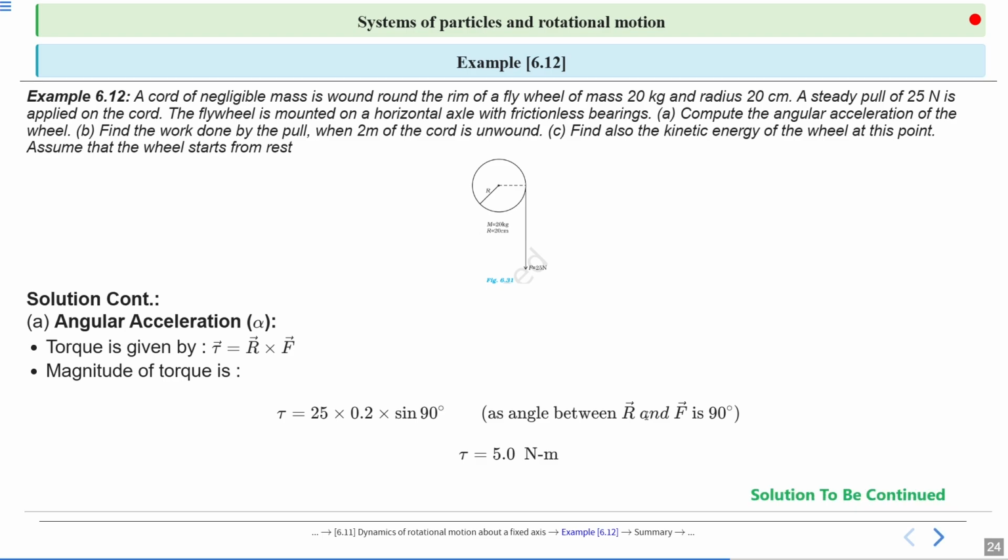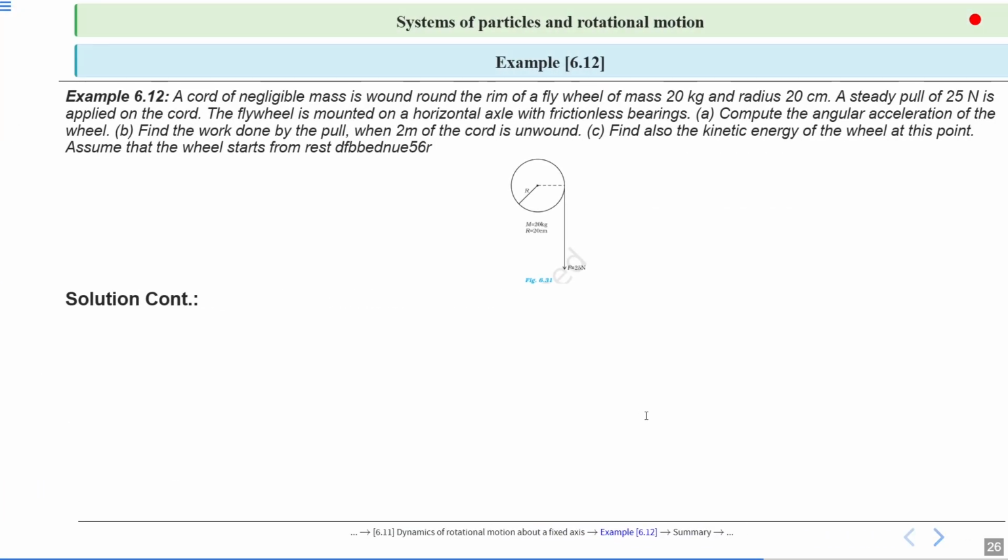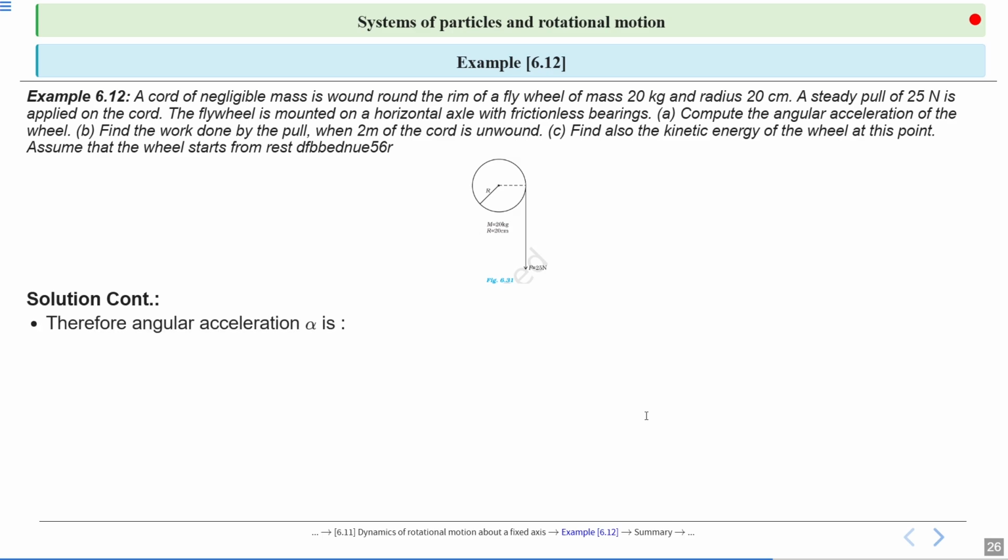Now, we know torque can be written in the form of moment of inertia, tau equal to I alpha, where the moment of inertia I is 0.4 kg meter squared. So just put the value, you will get 5 is equal to 0.4 alpha. Here tau is equal to 5 Newton meter. So you can easily calculate the value of alpha. Therefore, angular acceleration alpha is 5 divided by 0.4, it will be 12.5 radian per second squared.